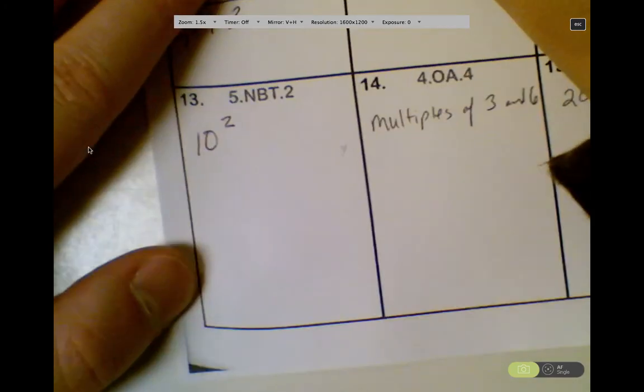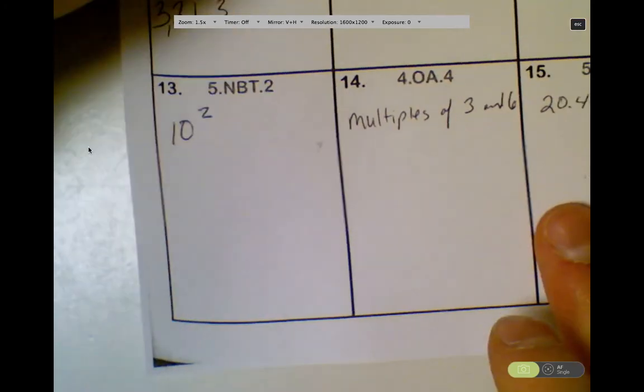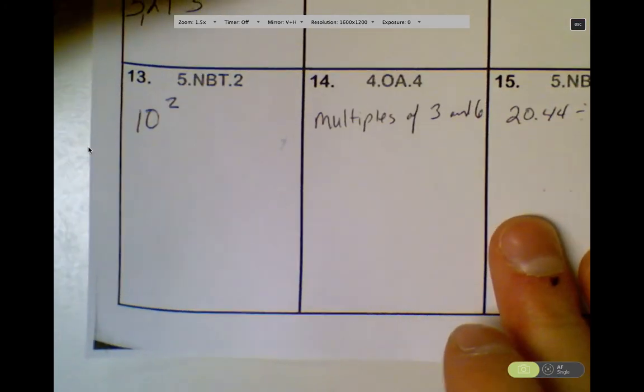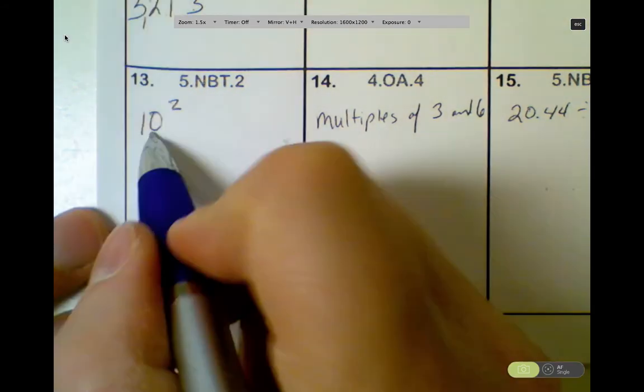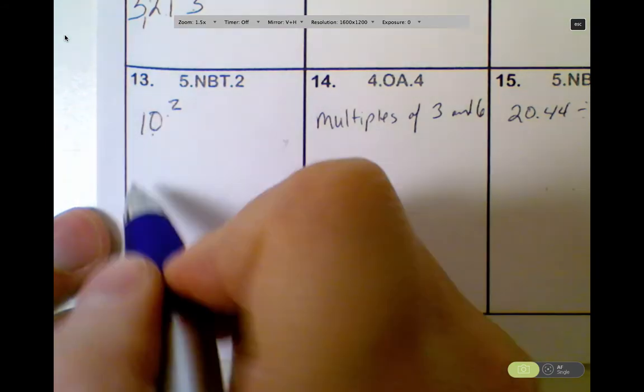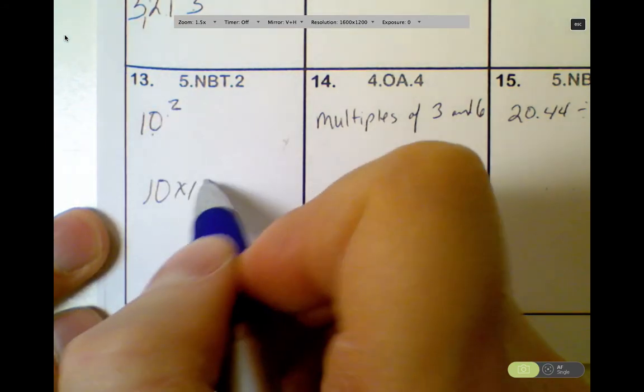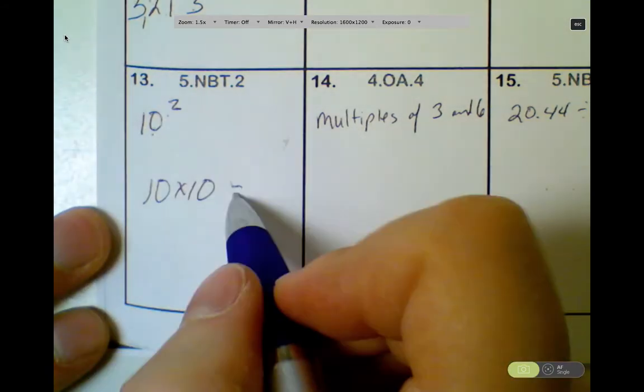And 13, last row here. Write the power of 10, excuse me, the product of the same factor. Find the value. 10 to the second power means I'm going to multiply 10 2 times. And 10 times 10 gives me 100.